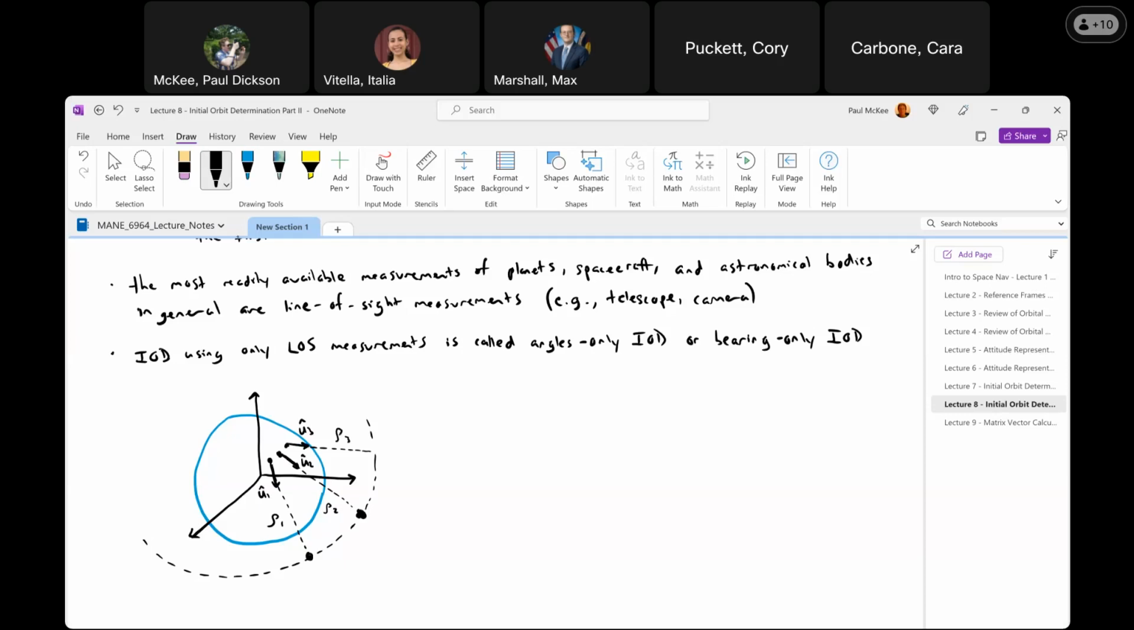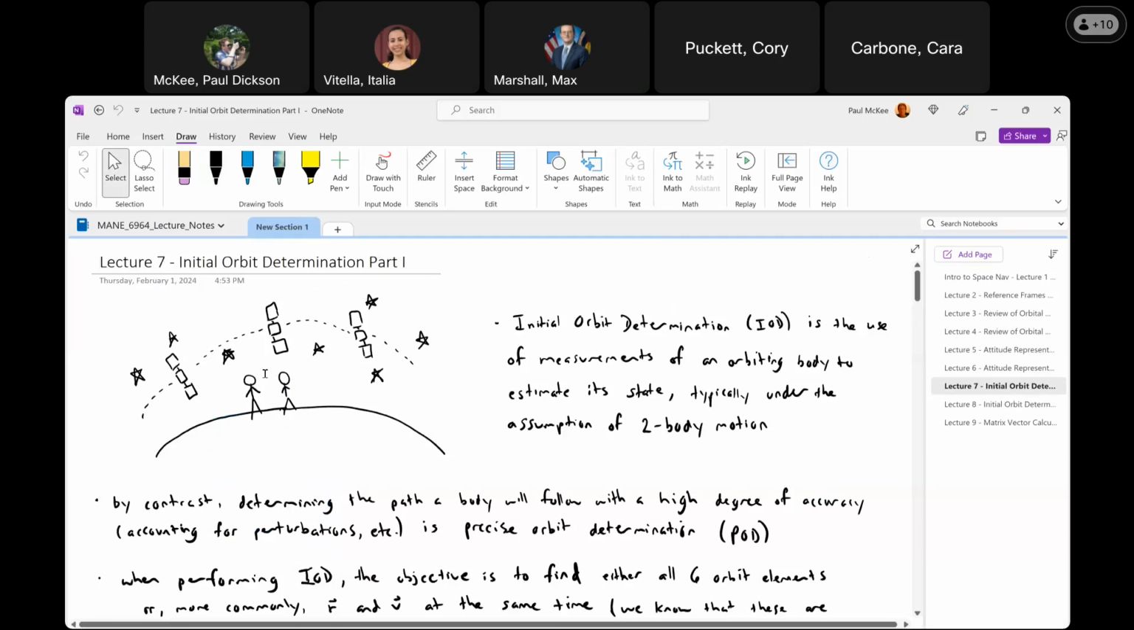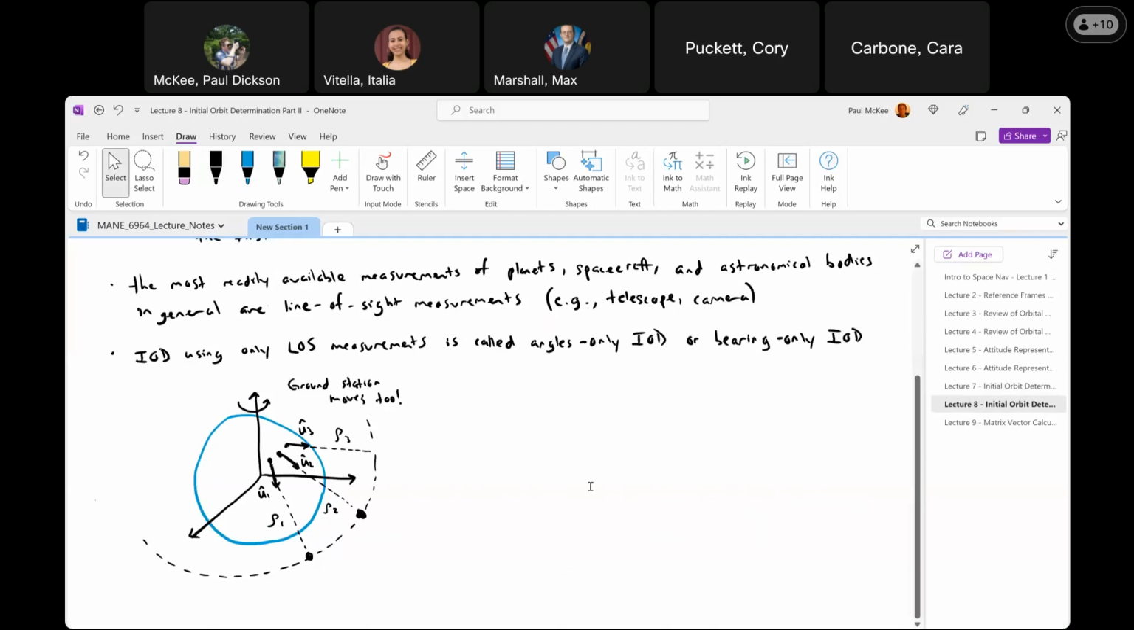And it's absolutely crucial to remember that the ground station moves too. So our two stargazers from the diagram at the start of lecture 7 are themselves moving, and you absolutely have to take that into account. That's the quickest way to get something wrong when you're doing Gauss's method. Let's zoom in on this a little bit. I'm going to do the same diagram, but just looking at one of them.